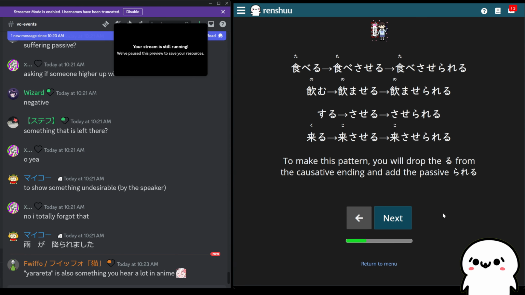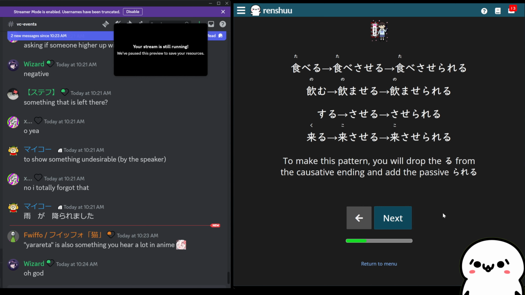Here we've got 4 verbs. They're all verbs that you should be familiar with: taberu, nomu, suru, and kuru. The second version of the verbs are our causative forms that we learned last week: tabesaseru, nomaseru, saseru, and kosaseru. If you take that causative form and then add the passive onto the end of it, you get this new form. And they are long.